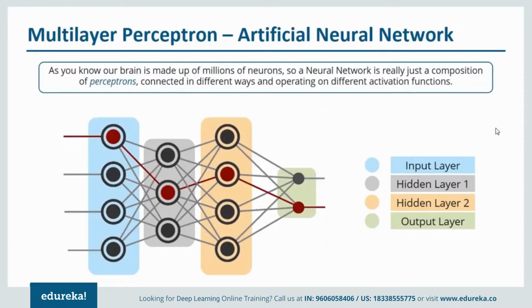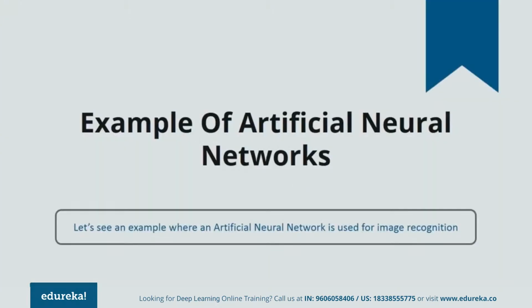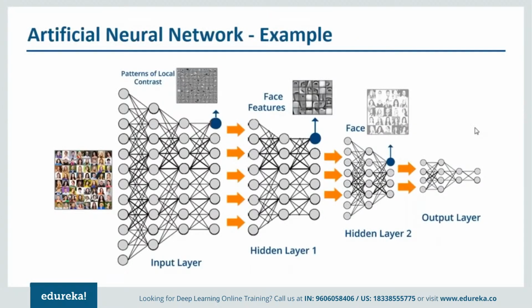Now let me explain this with an example. Over here, I'll take an example of image recognition using neural networks. What happens is we feed in a lot of images to our input layer. Now this input layer will detect the patterns of local contrast and then feed that to the next layer, which is hidden layer 1. In this hidden layer 1, the face features will be recognized. We'll recognize eyes, nose, ears, things like that.